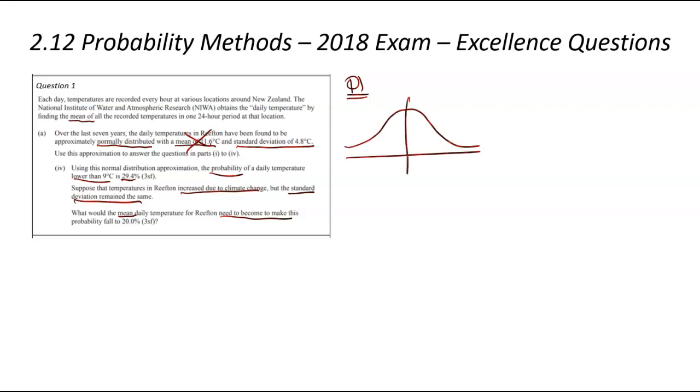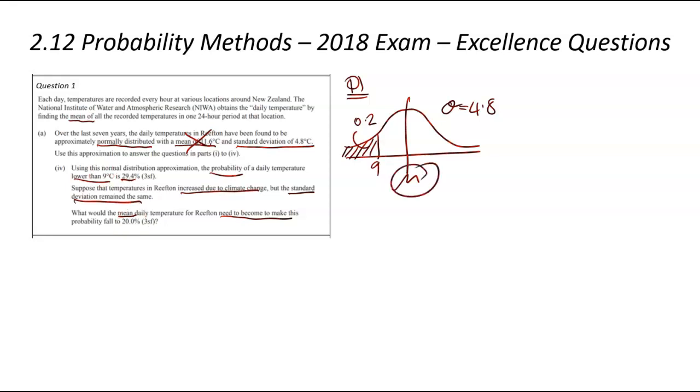So there's my curve. I've been told the standard deviation is the same, so that's 4.8. The mean is what we're trying to calculate. So we've specifically been asked, well, what's the mean? And we're trying to find out if it is 9 degrees or lower, so that would be this area, when would the probability become 20%? So when would it fall to 20% at that 9 degree number?